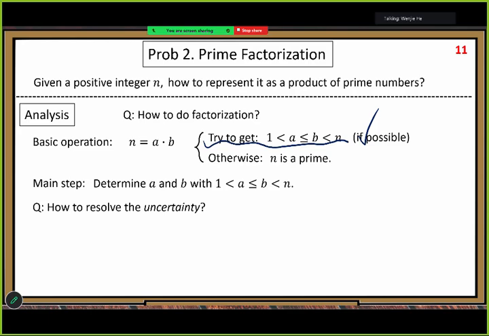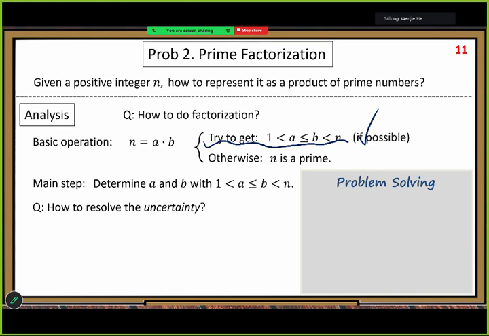Question: how to resolve the uncertainty? There are a lot of uncertainties here, because how to choose A's, how to choose B's. So many ways, different ways, uncertain. So we need to work on the uncertainty between these numbers, A factor, B factor.